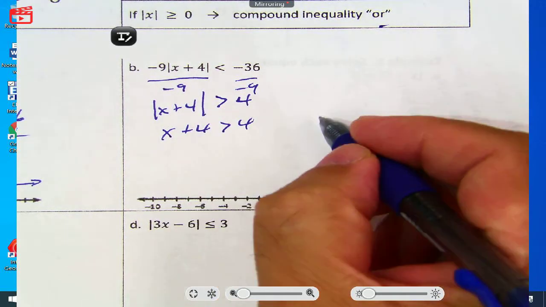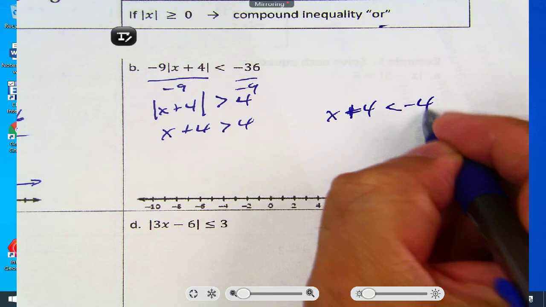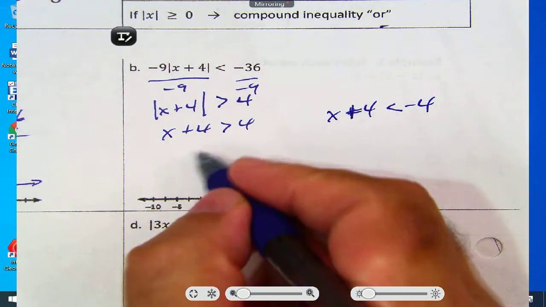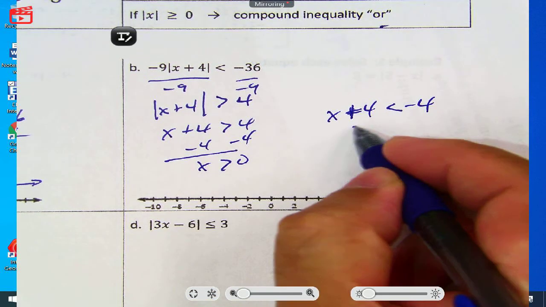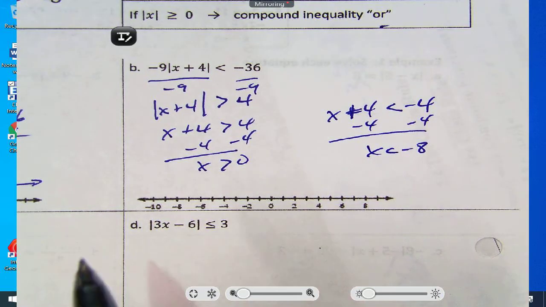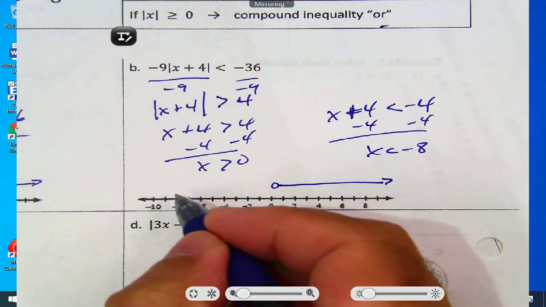So that's the positive version. That's x + 4 less than -4, the negative version. Subtract 4, subtract 4. So x is greater than 0. Subtract 4, subtract 4. x is less than -8. So x greater than 0, or x less than -8.